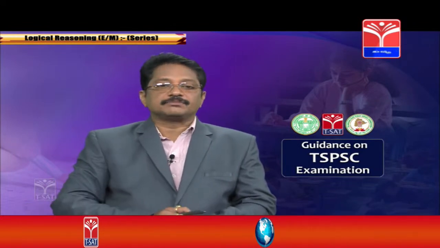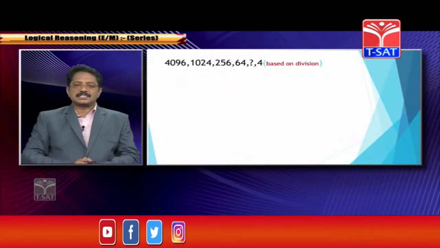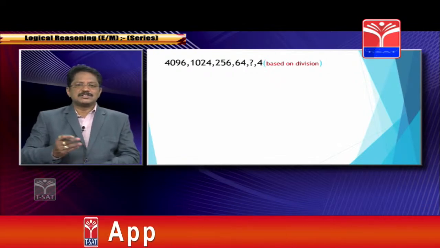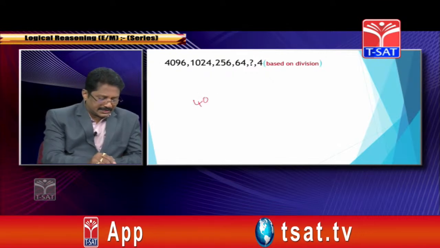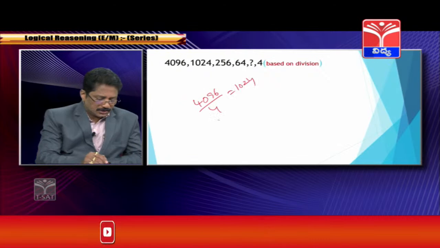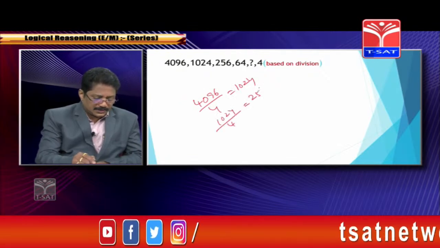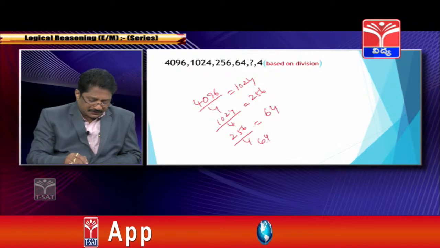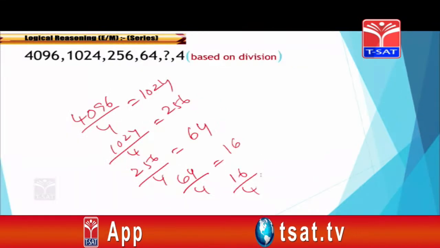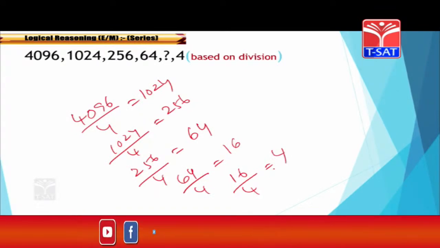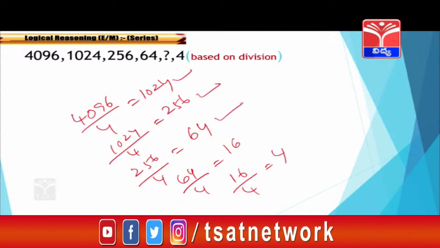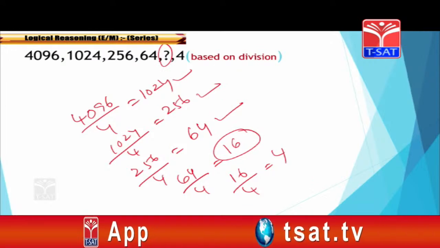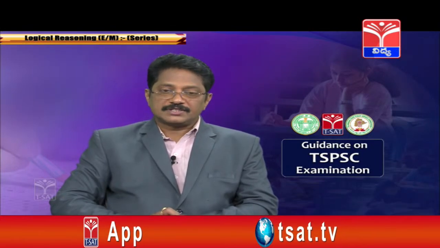Now we will see division. 4096, 1024, 256, 64, and what is the next number? And the last one is of course 4. It's very clear. So it is a division by 4. 4096 by 4 is 1024. 1024 divided by 4 is 256. 256 divided by 4 is 64. When 64 is divided by 4, we get 16. When 16 is divided by 4, we get 4. So the missing number is 16. 16 is the answer. So this series is based on division.